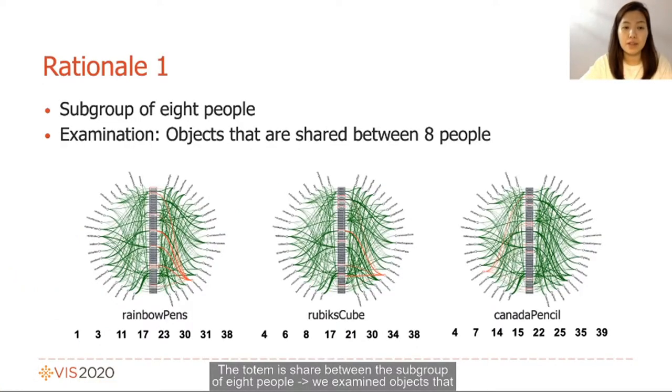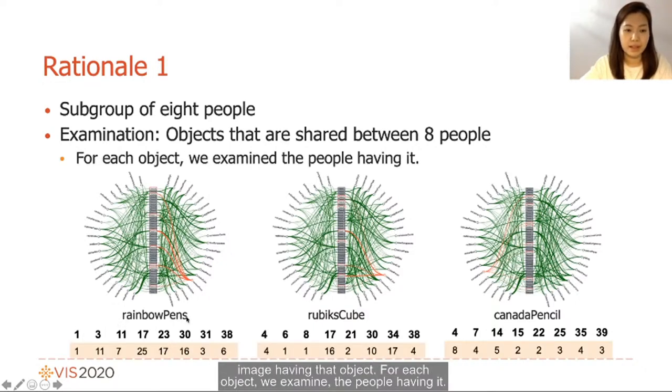The next section is totem finding. The totem is shared between the subgroup of 8 people. We examine the objects that are shared between 8 people. These include the rainbow pens, Rubik's cube, and Canada pencil. The number here is the ID of the person having that object. For each object, we examine the people having it. The number here is the number of images that that person has, including the object.